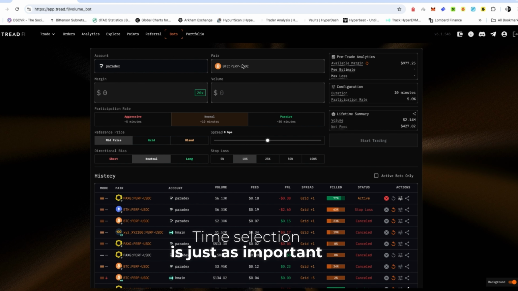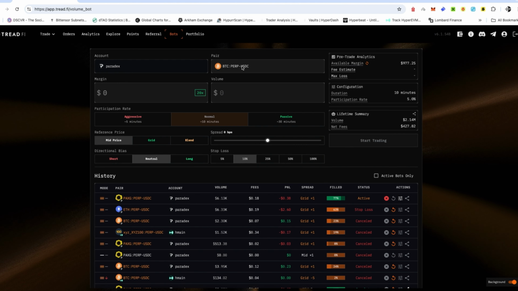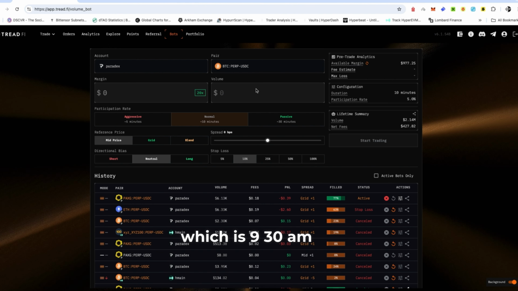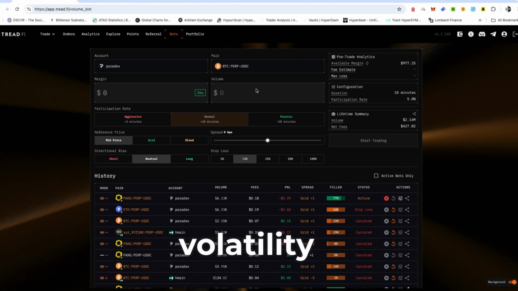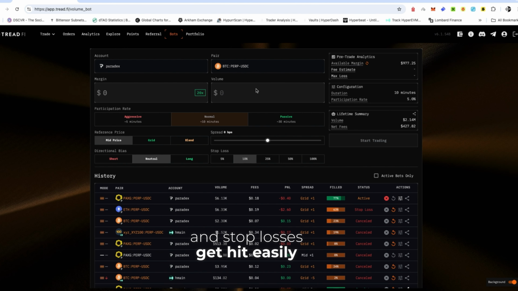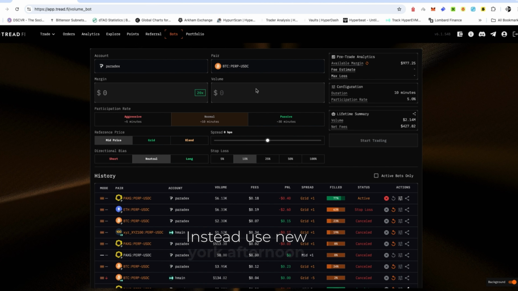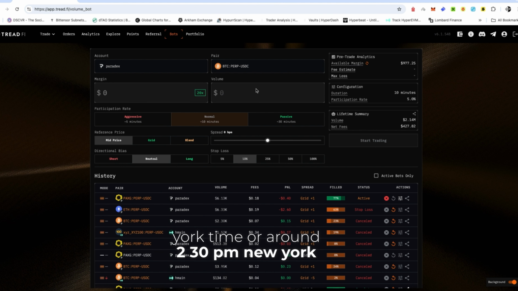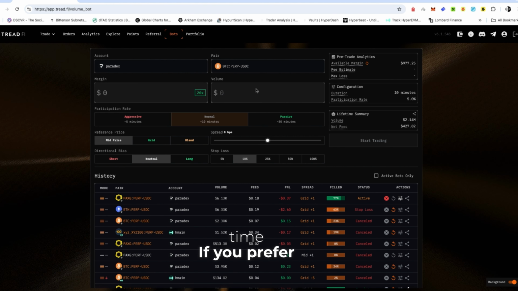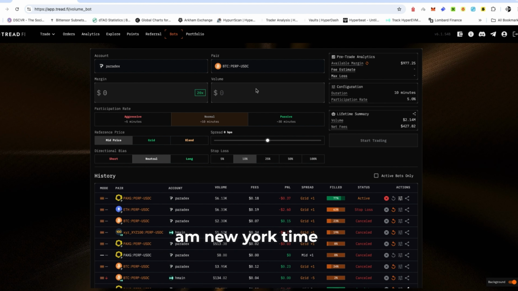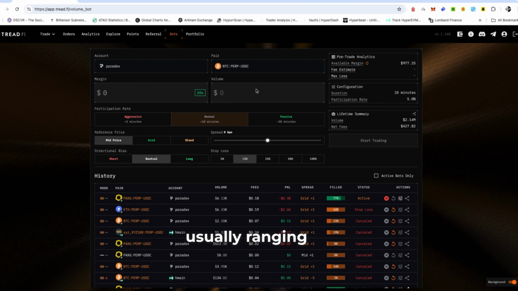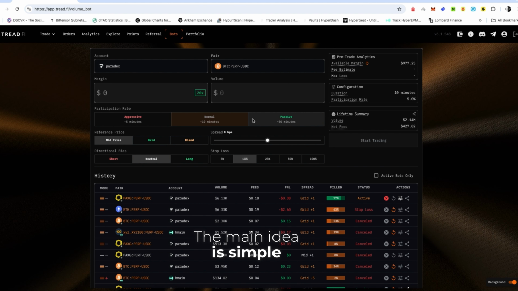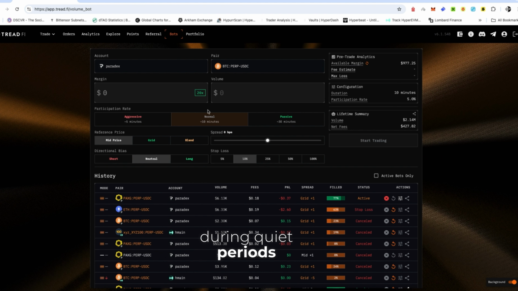Time selection is just as important as the pair. Avoid running the bot during New York market open, which is 9:30 a.m. New York time. This is when volatility is high and stop losses get hit easily. Instead, use the New York afternoon session, after like 11:30 a.m. New York time or around 2:30 p.m. New York time. If you prefer the London session, trade after 5 a.m. New York time, when price is usually ranging before New York opens. The main idea is simple. Pick a pair that ranges during quiet periods.